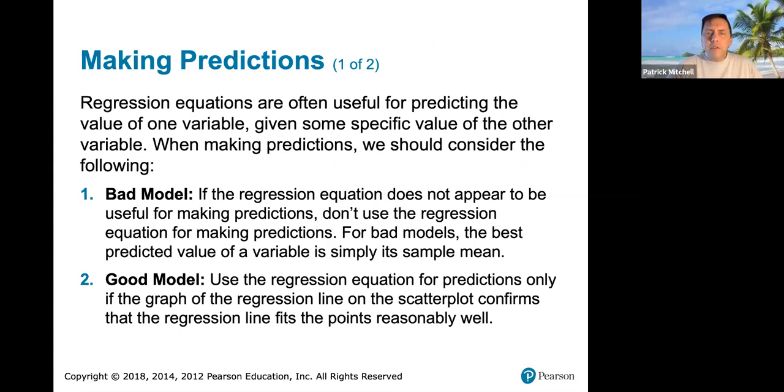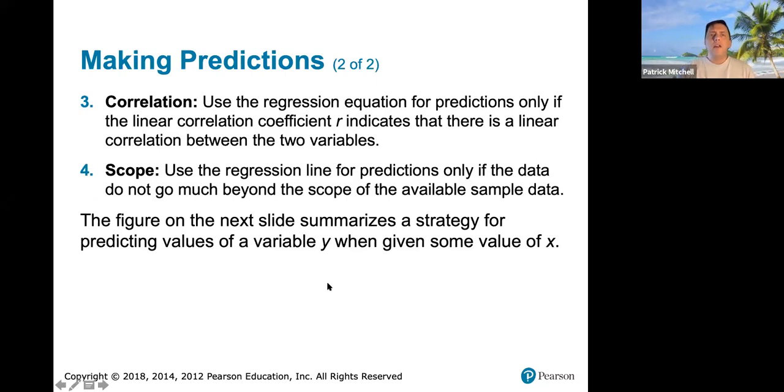Number 1, if the regression equation does not appear to be useful for making predictions, then we shouldn't use it. For bad models, the best predicted value of a variable is simply its sample mean. All right, but if you have a good model, use the regression equation for predictions only if the graph of the regression line on the scatter plot confirms that the regression line fits the points reasonably well. Number 3, in terms of correlation, use the regression equation for predictions only if the linear correlation coefficient R indicates that there is a linear correlation between the two variables.